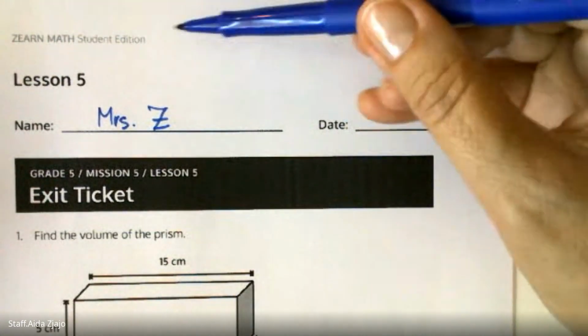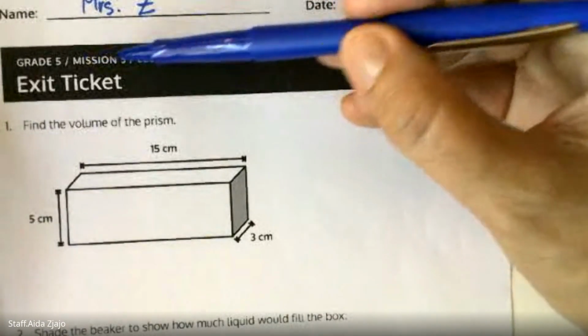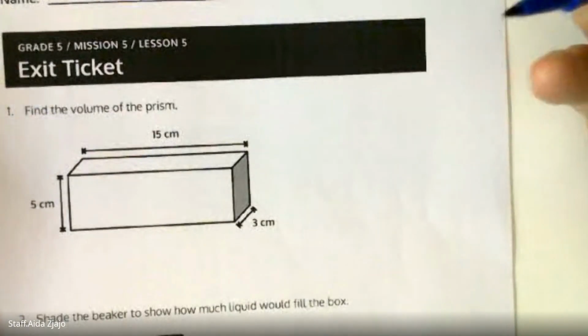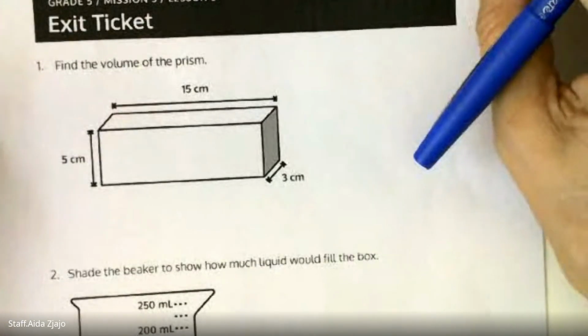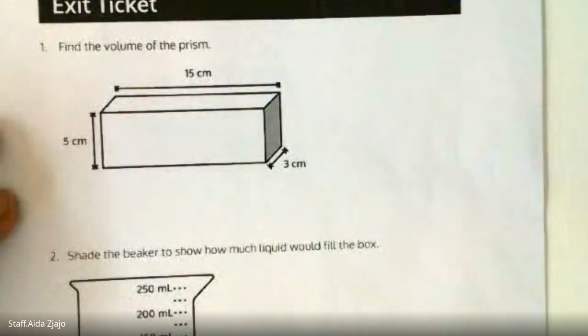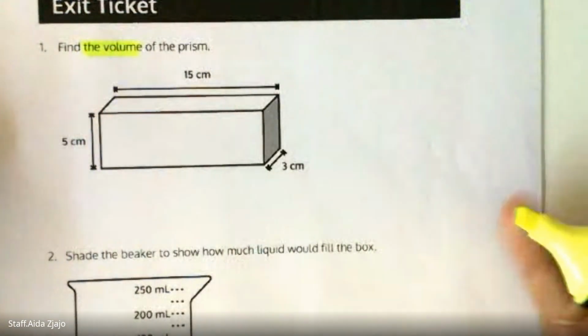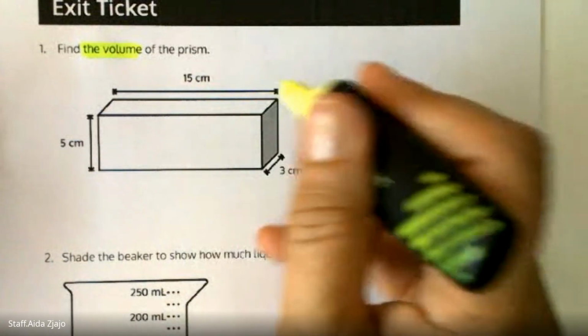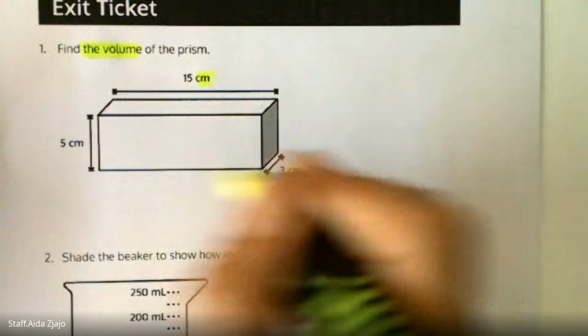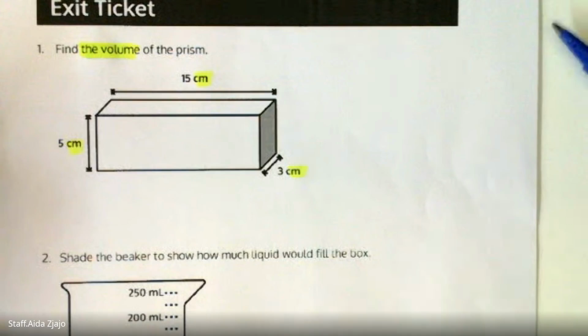It's a ZEARN Student Edition, Grade 5, Mission 5, Lesson 5 Exit Ticket. All right. Find the volume of the prism. So the volume is 3D. How many cubic centimeters would fit in this prism?